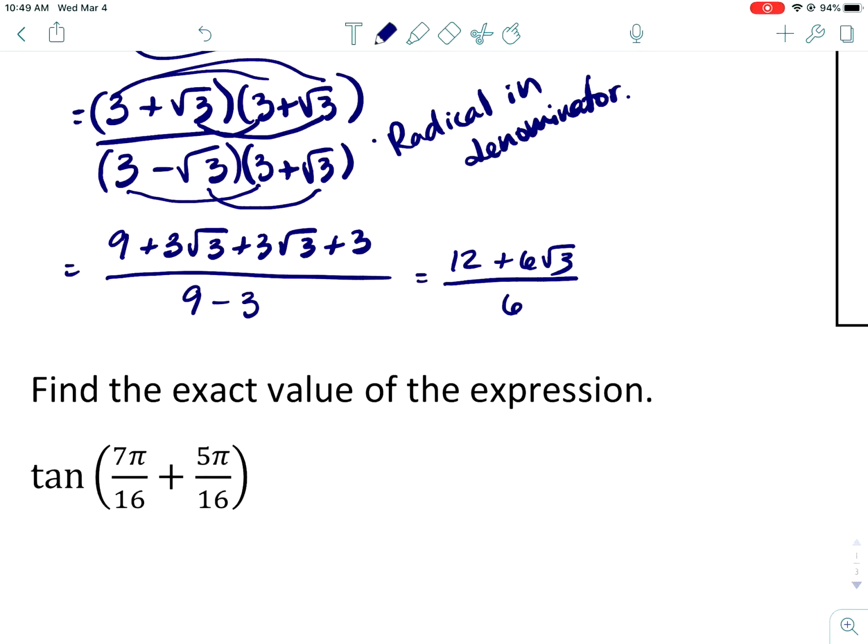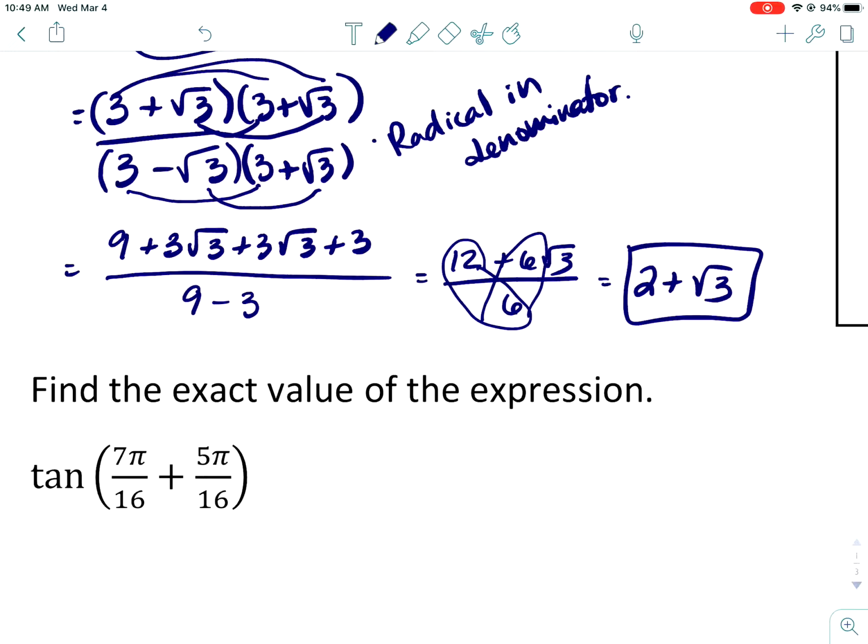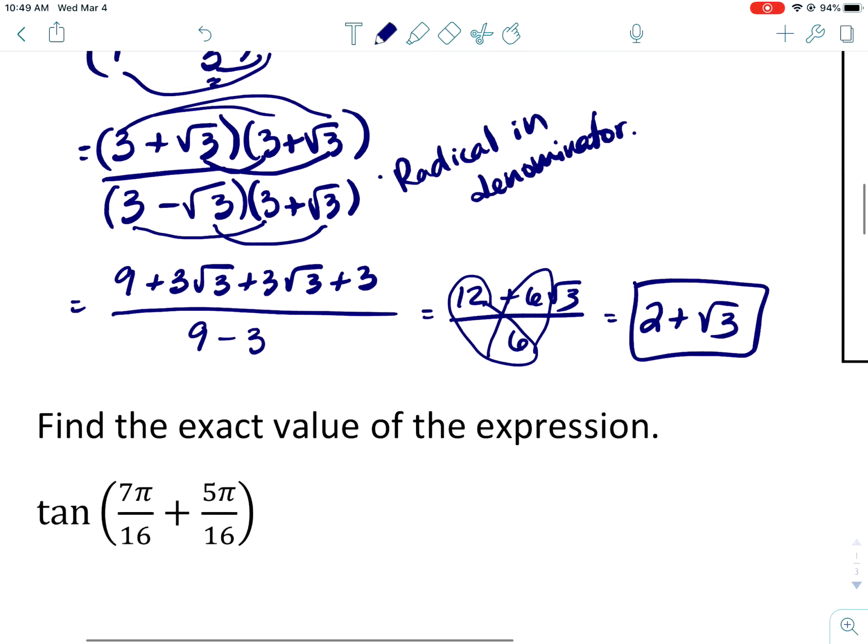All right, and then what can we reduce everything by? Actually, we can reduce everything by 6. Now, the square root of 3 is not really 3. It's some ugly decimal. It stays the square root of 3. You can't reduce it. But everything outside of the radical can be reduced by 6. And so we're just left with 2 plus the square root of 3. That is what the tangent of 5 pi over 12 equals.